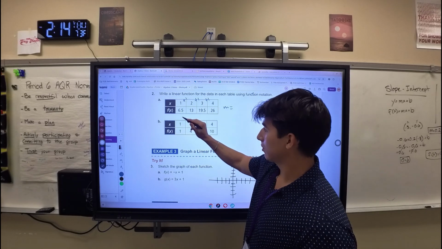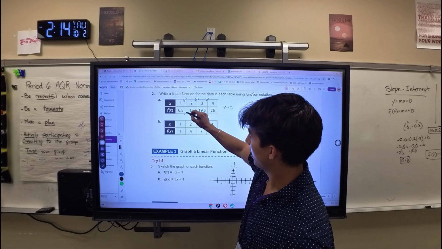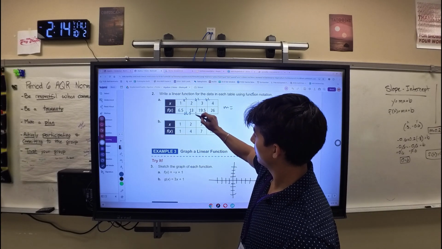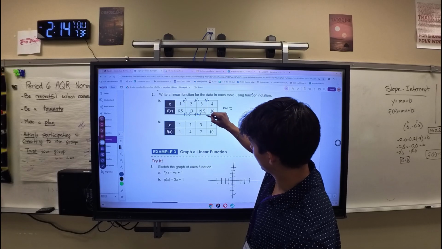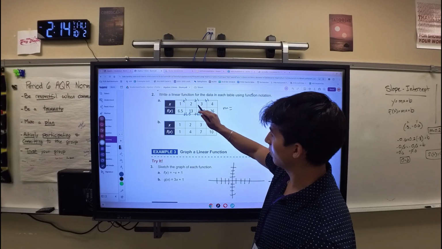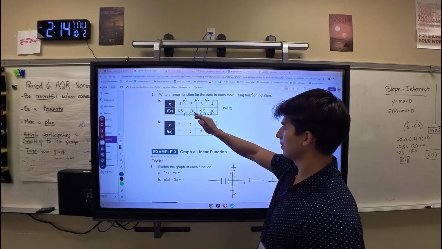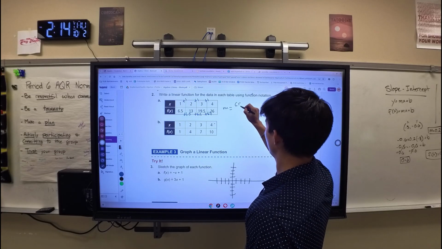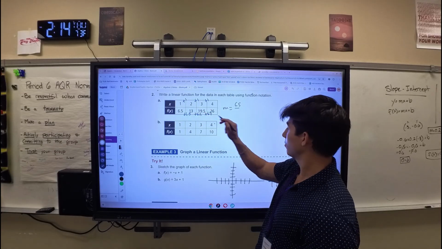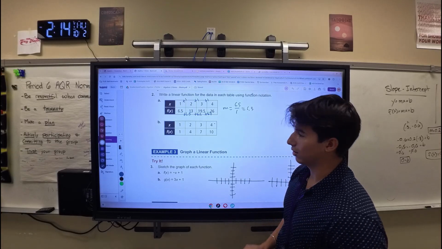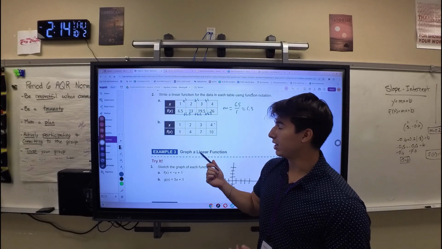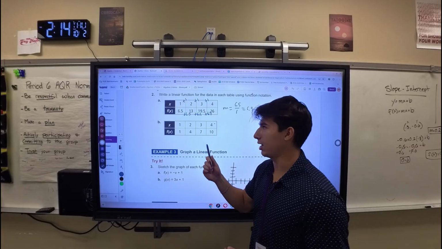For f of x, we see we're adding 6.5, 6.5, and 6.5. So our slope is going to be the change in f of x, which is 6.5, divided by our change in x, which is 1, so 6.5. Okay, and now we have to find our b. We have m, but we need to find b now.